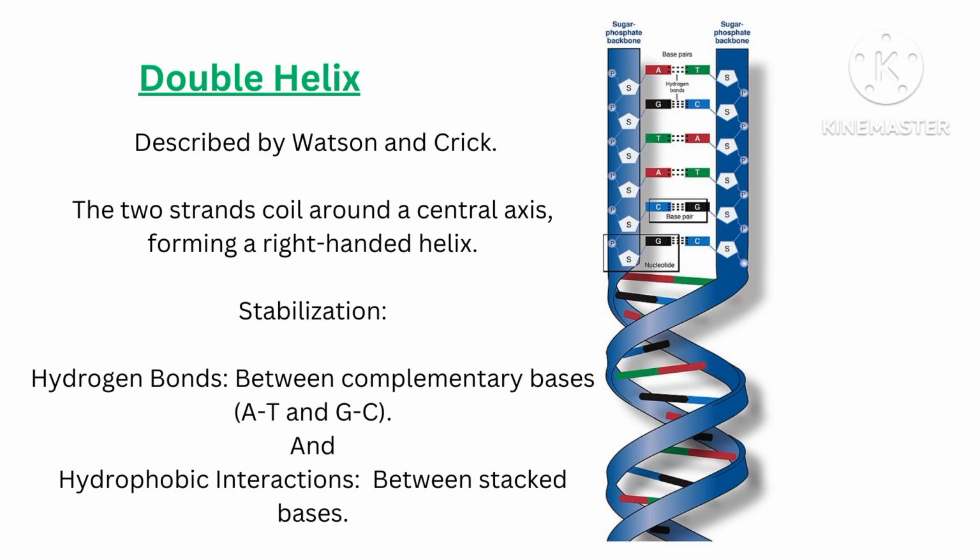Human DNA shares the iconic double helix structure described by Watson and Crick. The two strands coil around a central axis, forming a right-handed helix. It's stabilized by hydrogen bonds between complementary bases, AT and GC, and hydrophobic interactions between stacked bases.